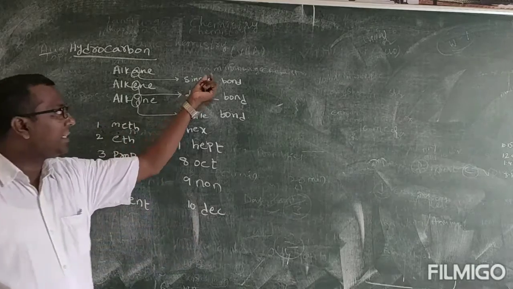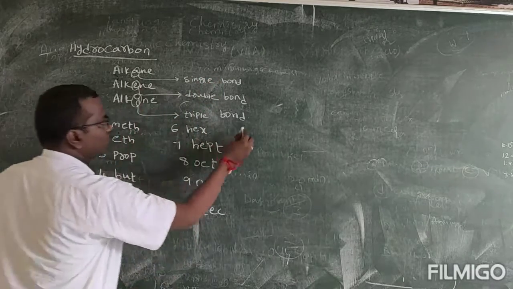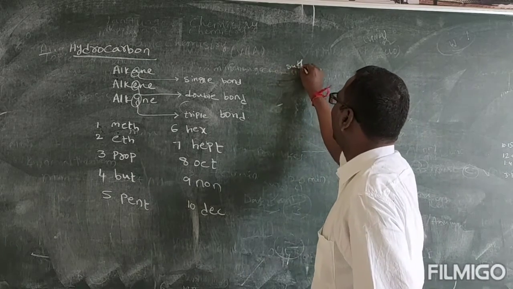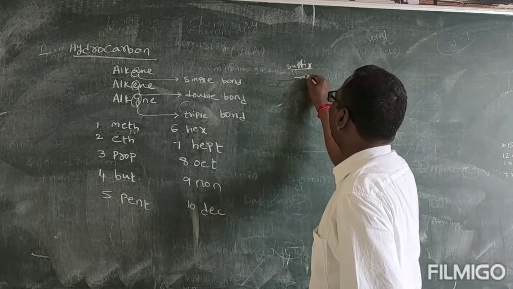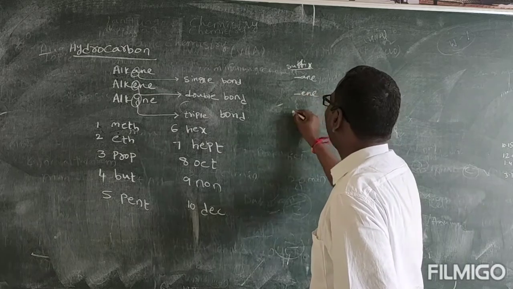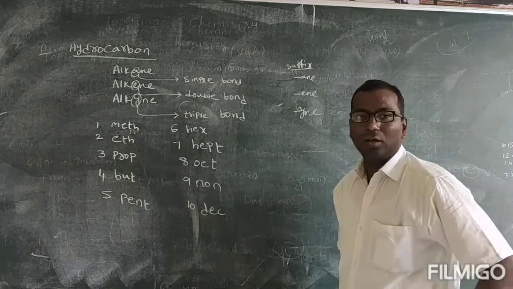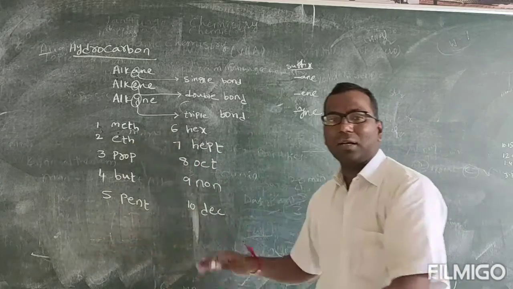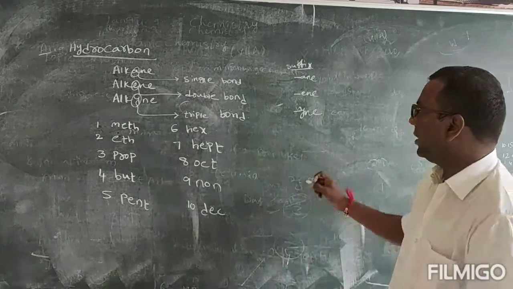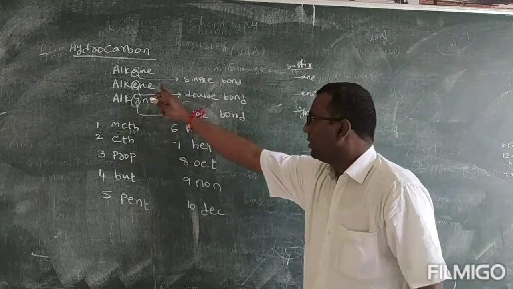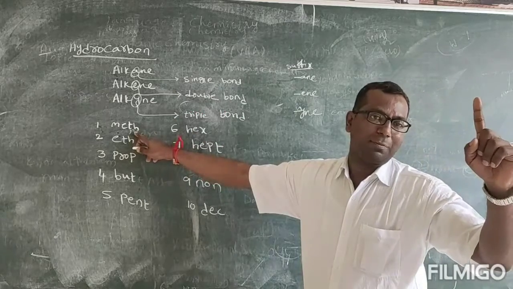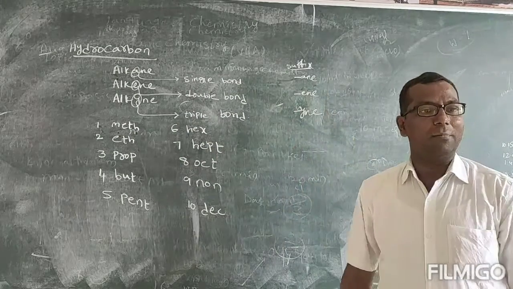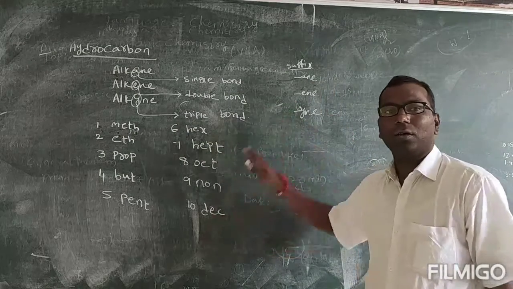Now, if it is a single bond, what will happen? The suffix will be ane or ene or yne. Okay. The prefix will be these. Pre means first part. Suffix means second part. Suppose meth means 1 carbon is present. Ane means all carbons are linked with single bond. That is the meaning.